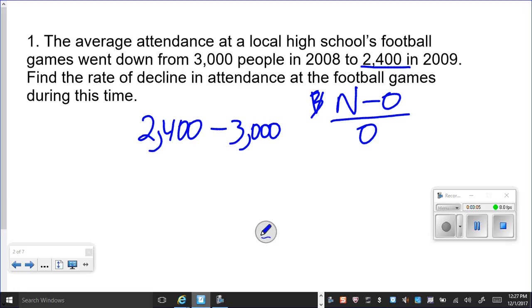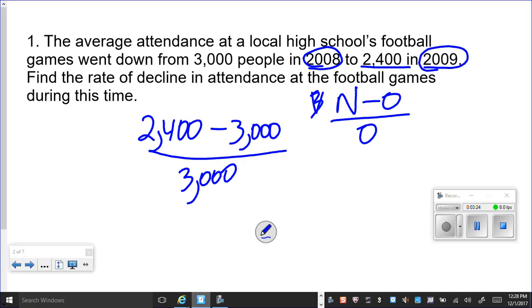Okay, and also what else will help us? The actual year. The latest year, meaning the year closest to our date, will be the new price. The year farthest away from our date, 2008, would be the old price. So we're going to divide it by 3,000.